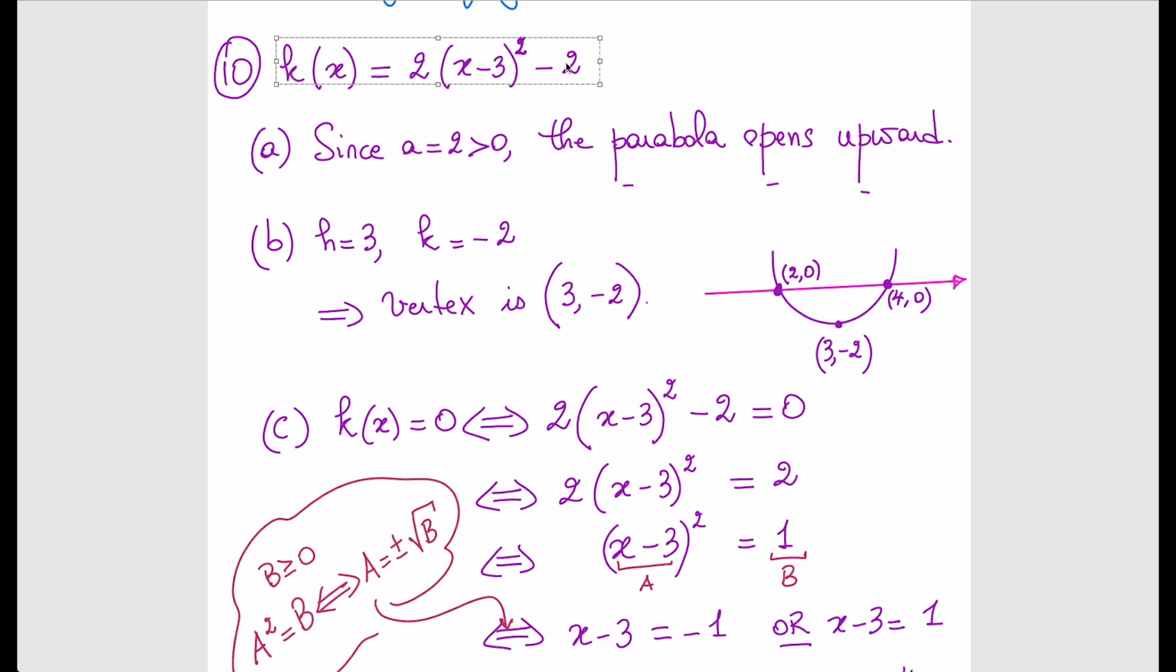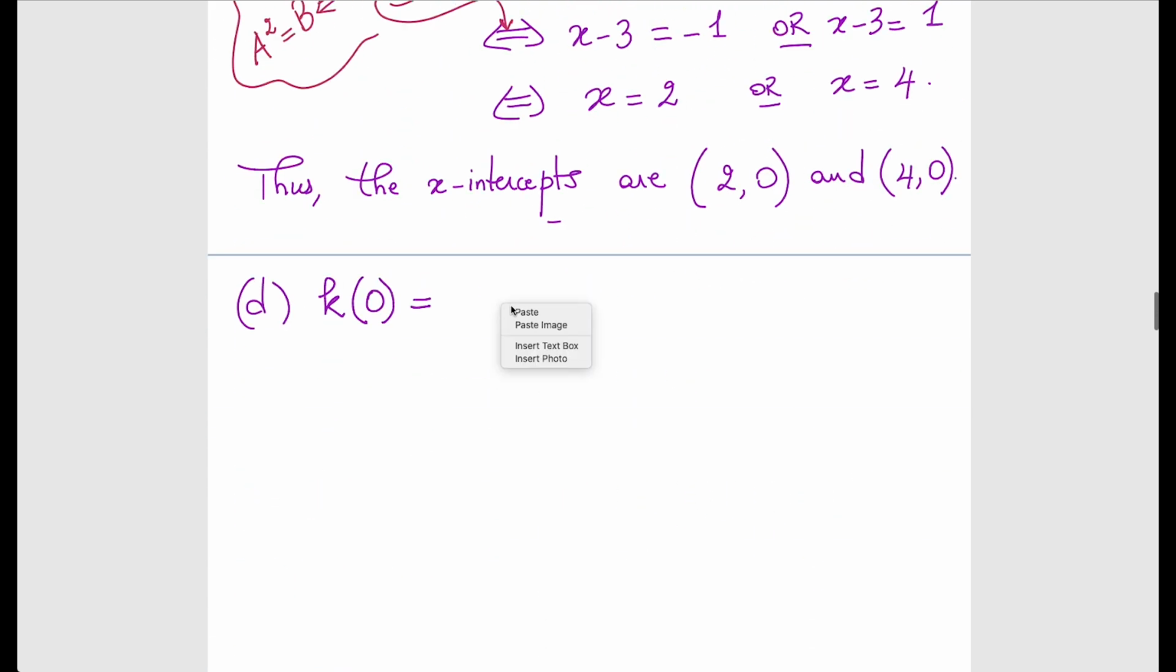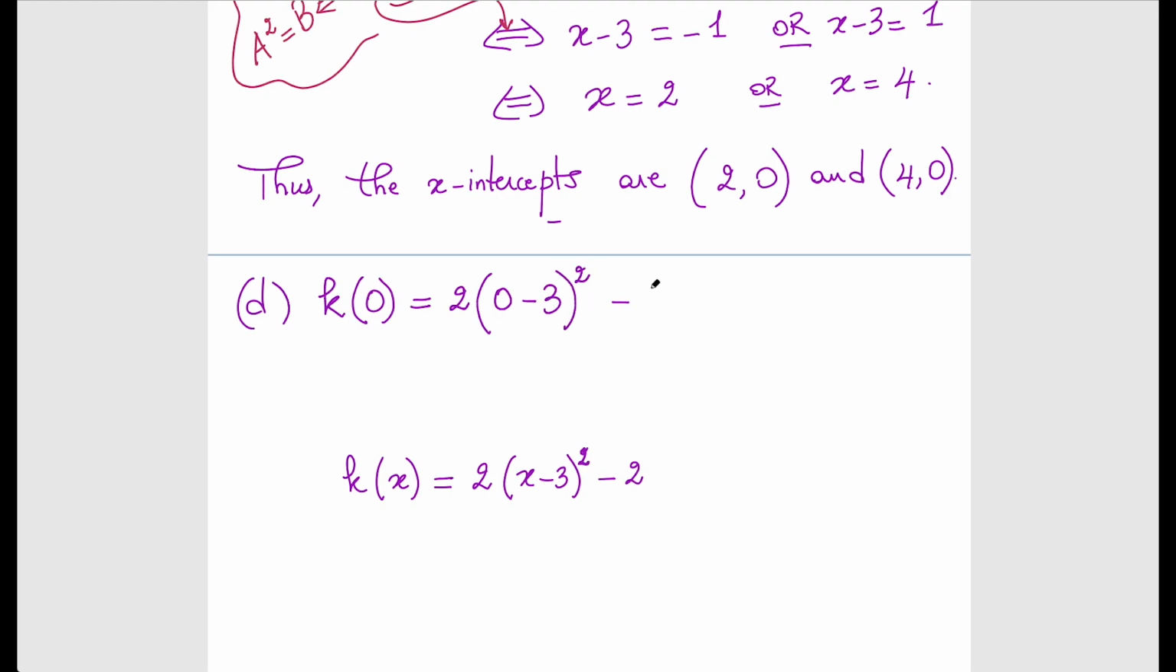Let me copy this so you get to see the entire computation. So k of x is that. So k of 0 is gonna be 2 times, instead of x I'm gonna have 0 because the input now is 0, minus 3 squared minus the 2, right? Okay, I don't need this anymore. So I replaced x by 0, and what is that? So this piece is -3. Just the guy inside the parentheses, before I square it.